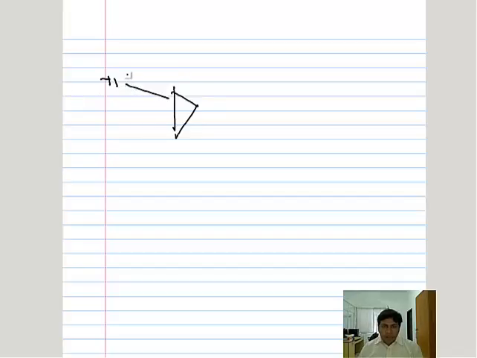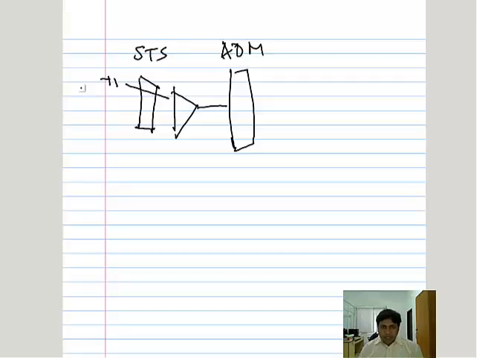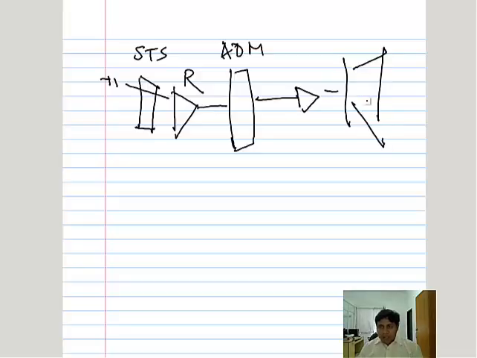This signal initially will come to the multiplexer, then this will come to the regenerator. After the regenerator, it will come to the ADM. So this is the STS multiplexer, demultiplexer. This is the regenerator. Now again, this will go to the regenerator.